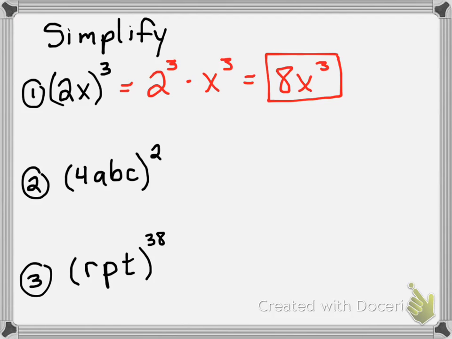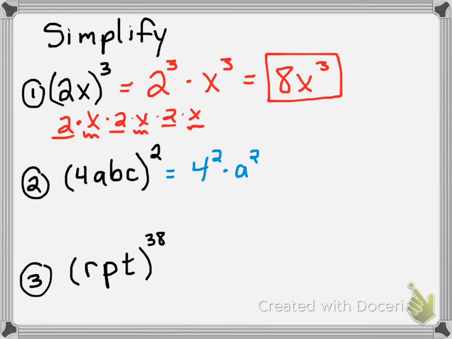Okay, same thing for the second one. Everything in here is squared, so every piece in here is raised to the 2nd power. So I have 4 to the 2nd power times a to the 2nd power times b to the 2nd power times c to the 2nd power. Now the only thing here I can simplify is 4 squared, because a squared, b squared, and c squared, that's as simple as it gets. So I have 16 a squared, b squared, c squared.